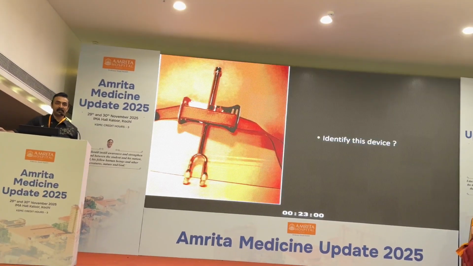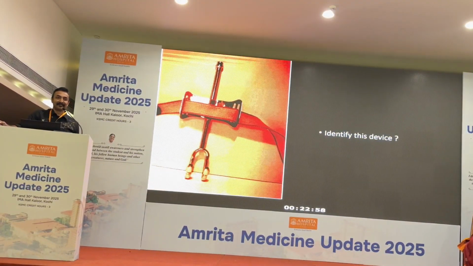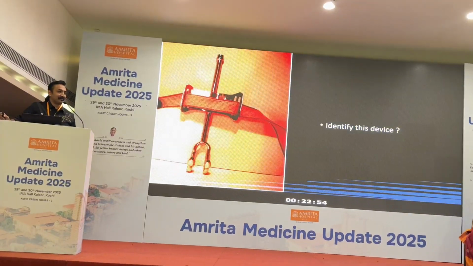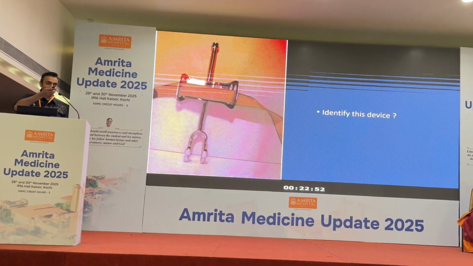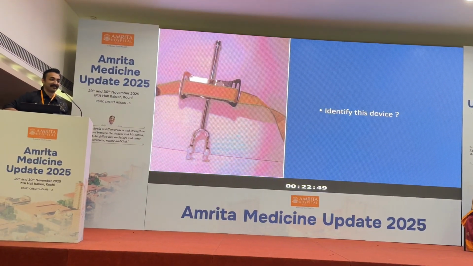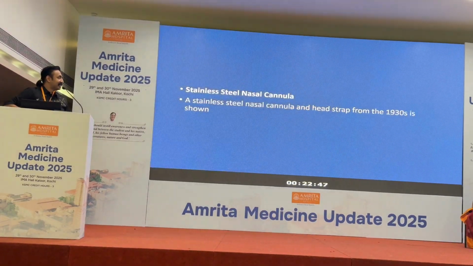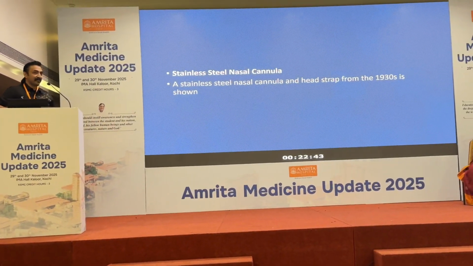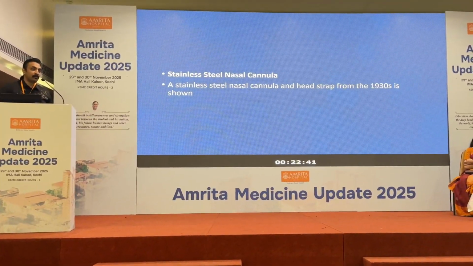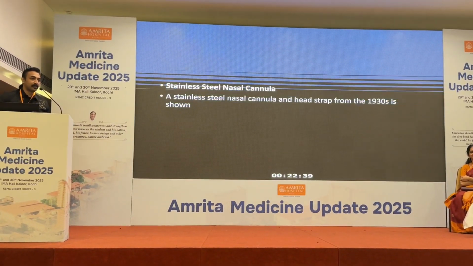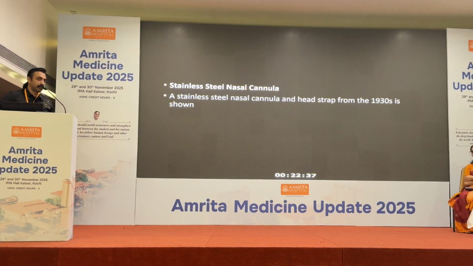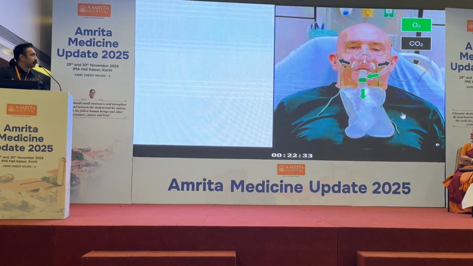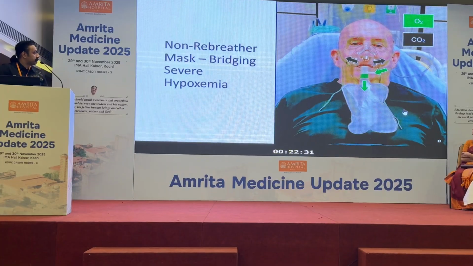Anyone can identify this device? What could this be? So this was a stainless steel nasal cannula. Okay. Right. This was the beginning of the nasal cannula. Now we use so much flexible stuff. This is where it all started, 1930s. Yeah. Sorry. Now, you can look at the picture there.